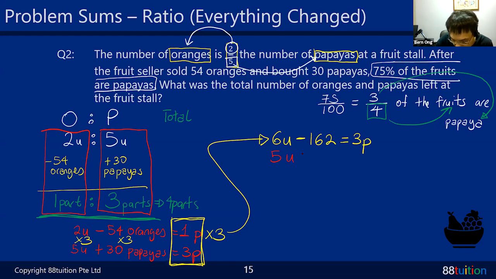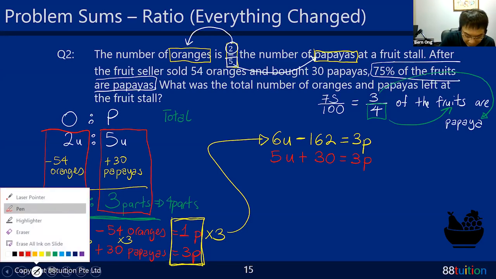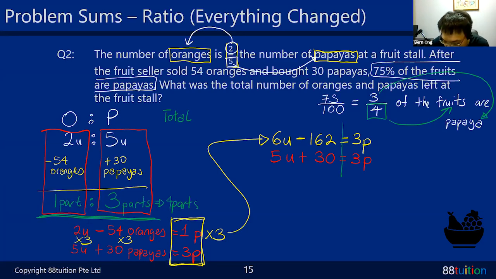5 unit plus 30. This one doesn't have to change. It's equal to 3 parts already. So I only change the first one, the oranges, that line. To make everybody times 3, times 3, times 3. Why? So that I can have this portion here. 3 parts and 3 parts. Are they the same? Yes, they are the same.